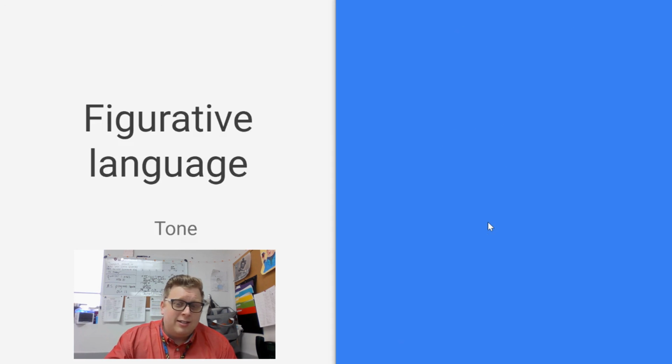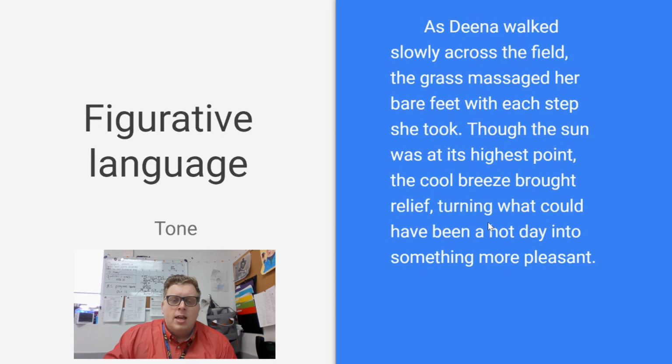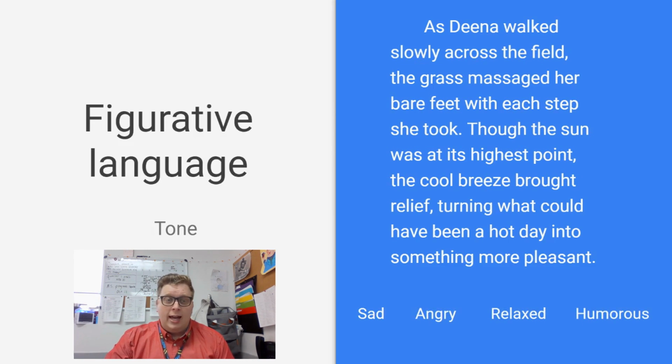Let's take a look at this example and see if you can figure out what the tone is. As Dina walked slowly across the field, the grass massaged her bare feet with each step she took. Although the sun was at its highest point, the cool breeze brought relief, turning what could have been a hot day into something more pleasant. Is it sad, angry, relaxed, or humorous? Well, if you said relaxed, you'd be right.